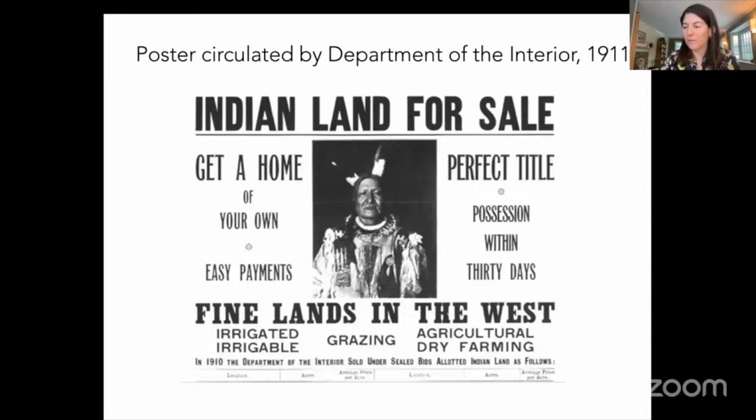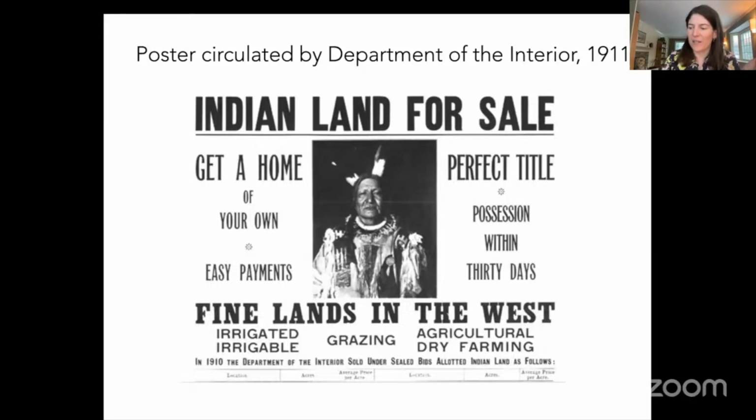lands. And over the next 50 years, the land area owned by Native Americans was reduced from 138 million acres to less than 48 million acres. The federal government sold reservation lands to white settlers and to railroad companies and other large corporations.